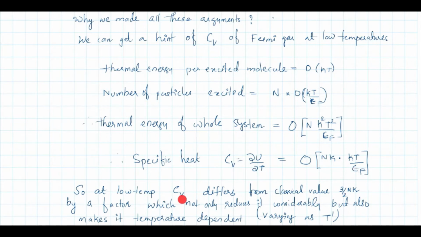So at low temperature, CV differs from the classical value 3 by 2 Nk by a factor which not only reduces it considerably, but also makes it temperature dependent. So this factor introduces a temperature dependence, which is nothing but T raised to 1. So CV is proportional to the first power of temperature. That dependence we can get from these arguments.